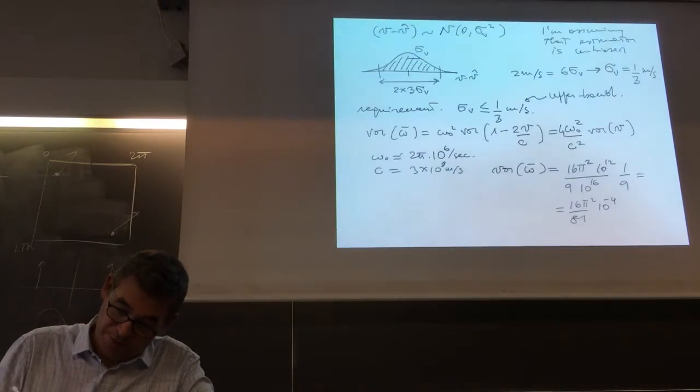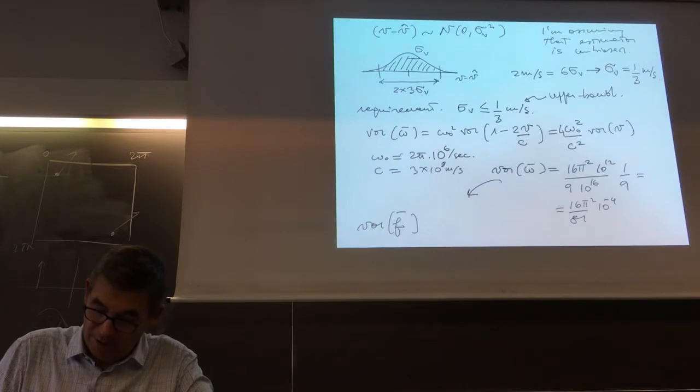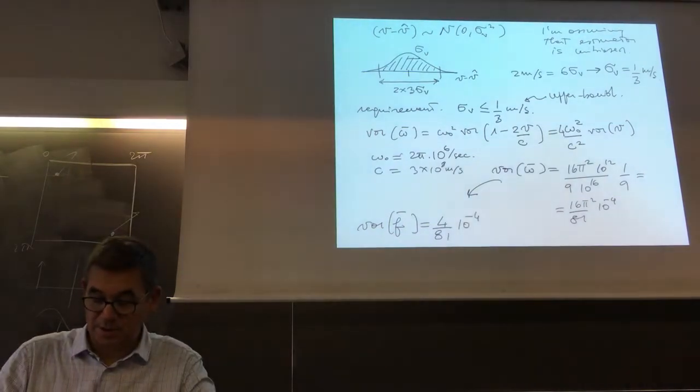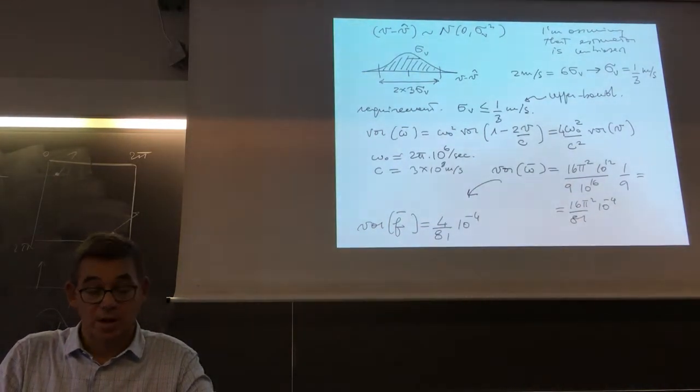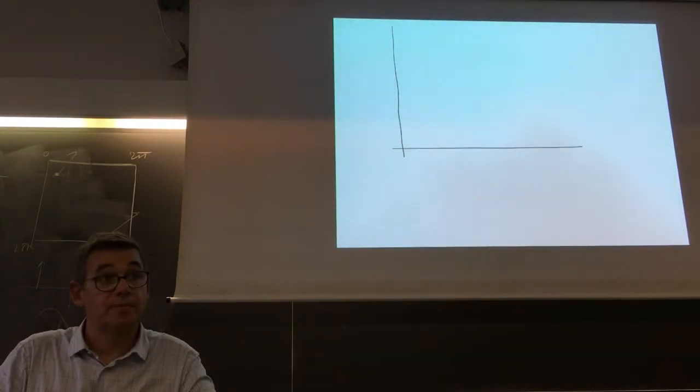So let me say here, the variance of frequency. I take everything divided by 4 pi squared. So it is 4 divided by 81, 10 to the minus 4. Okay, so this is the variance of frequency. So my new problem is the following. So what I expected to see is this one.